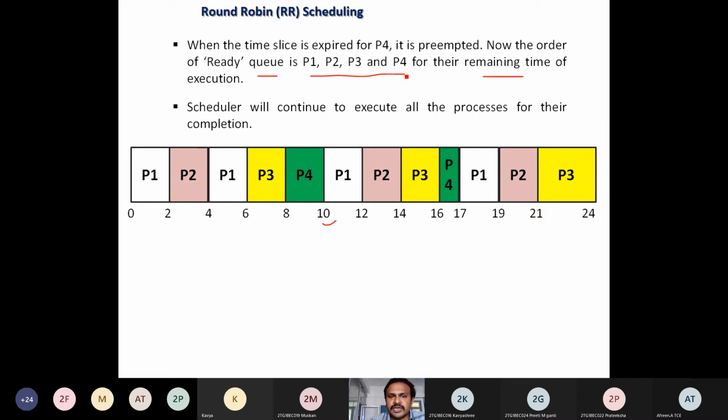So P1, 8 milliseconds, is nothing but 4 time slots. You can observe here 4 time slots: 1, 2, 3, and 4, meaning 4 into 2, which is 8 milliseconds. What about P2? P2 has 6 milliseconds for completion. So how many time slots? 3 time slots: 1, 2, and 3.